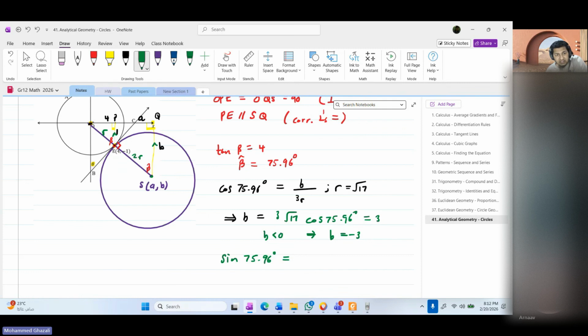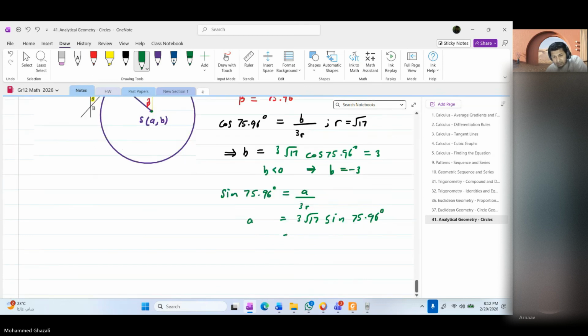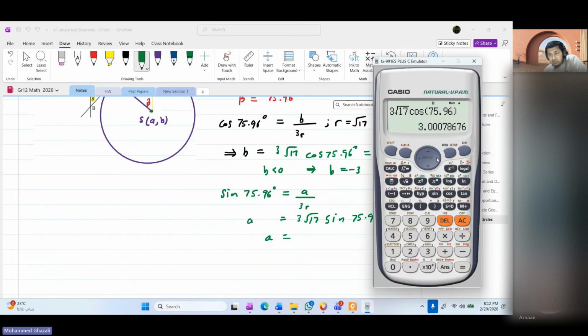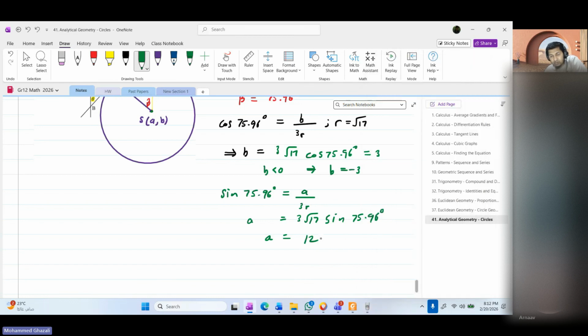So opposite, this is this entire thing, A over 3R. So A is now equal to 3 root 17, R is root 17, sine 75.96 degrees. And A is already positive. So let's change this cos into sine. Are you good? Understanding? Isn't trig much easier? That's approximately 12. So the coordinates of S is 12 and -3.